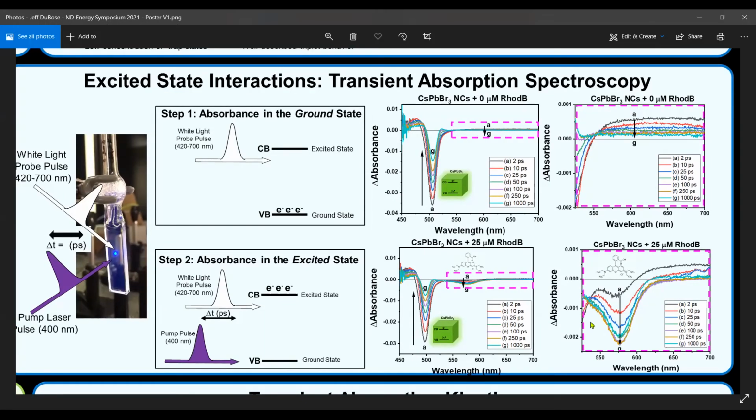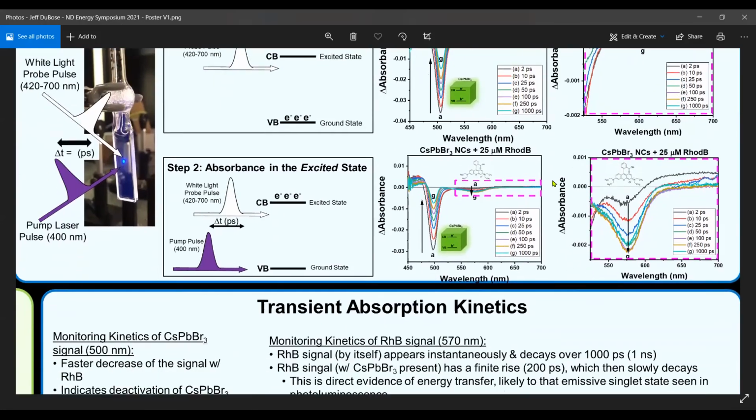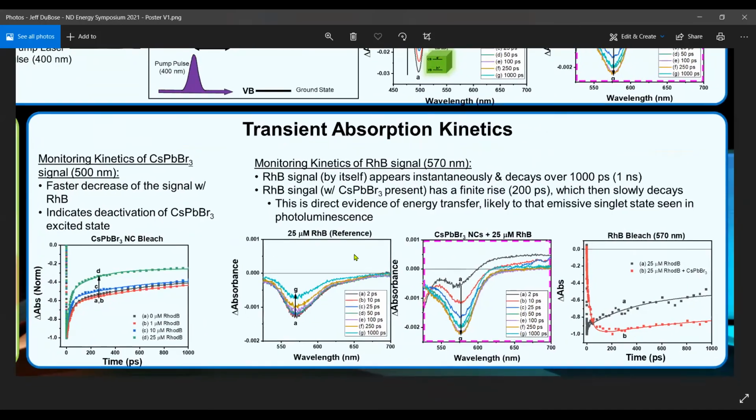So now, just like in PL or the photoluminescence spectrum, we have basically two different sets of signals that we can track. So this is the spectra. These are useful, but what we normally do is look at the kinetics of these signals. So we look at how fast these signals are decaying back down to zero. That's what's going to be shown down here in this panel.